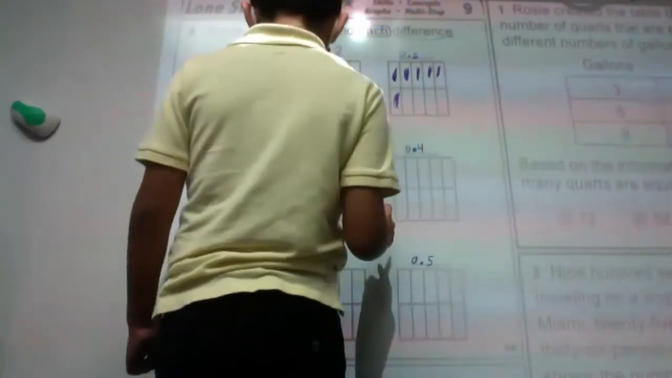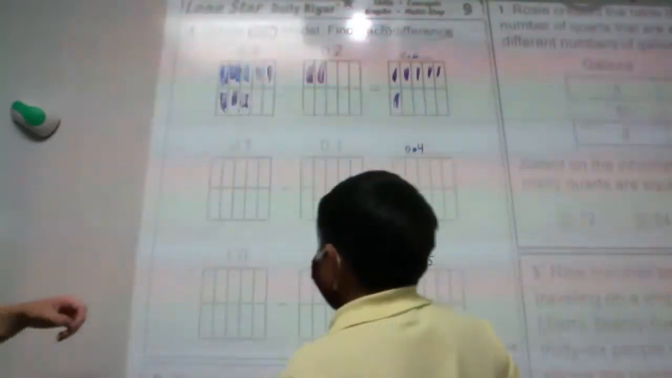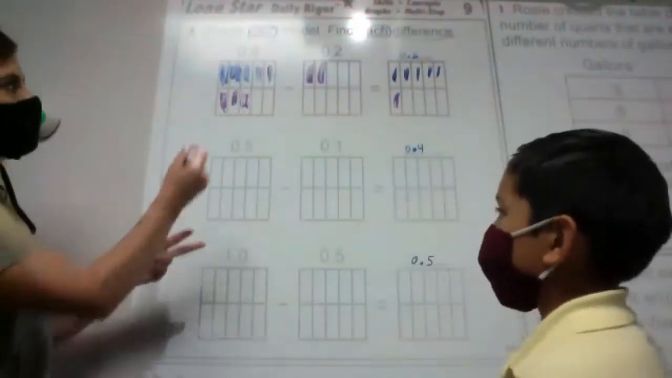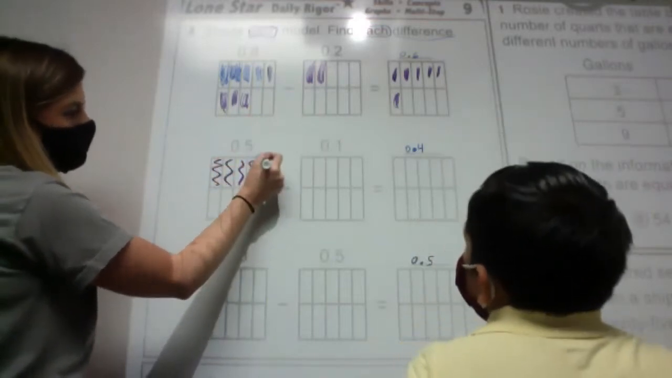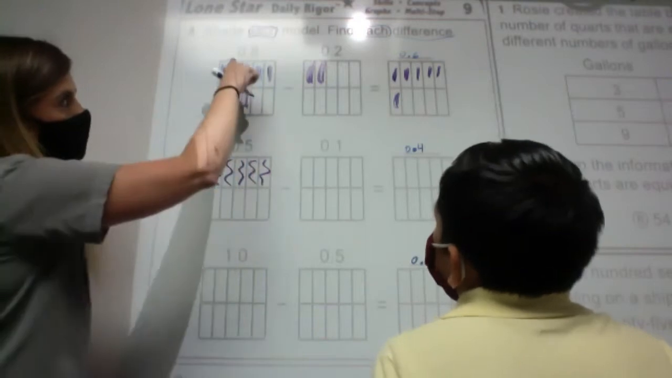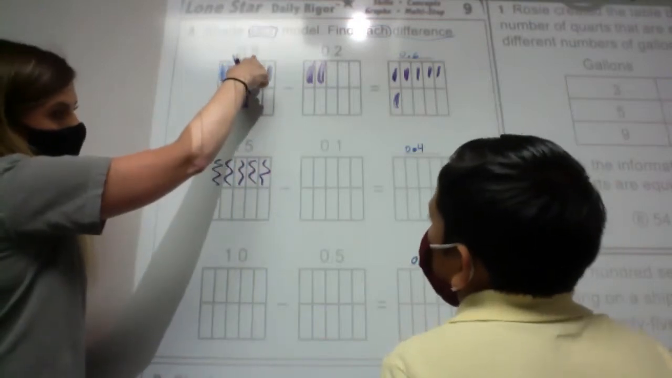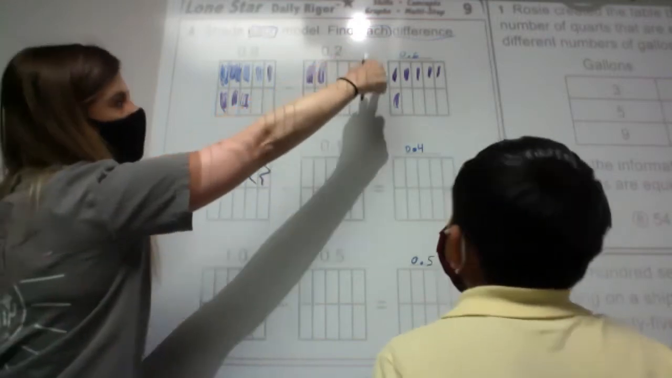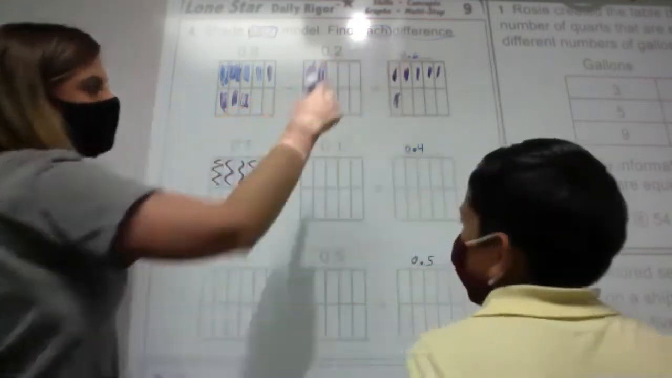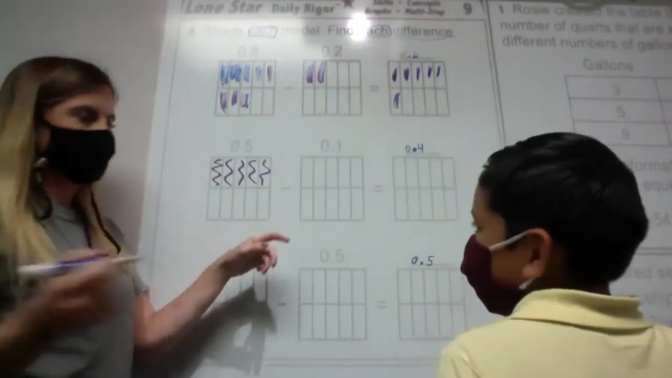All right, I'll show you these next ones for you. Can you read us the sentence? 8 tenths minus 2 tenths, good, equals 6 tenths. Very good. All right, who do you want to go next?